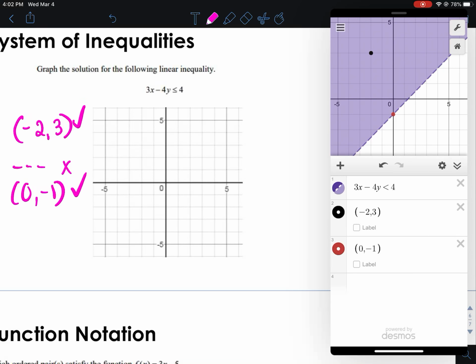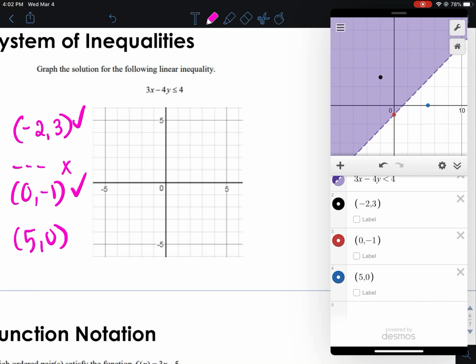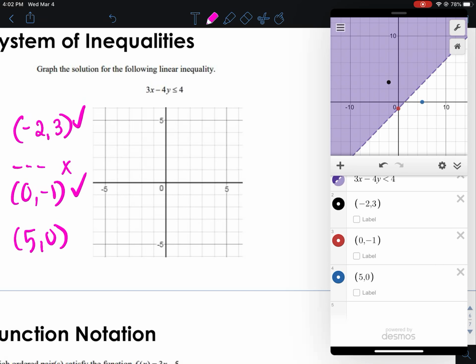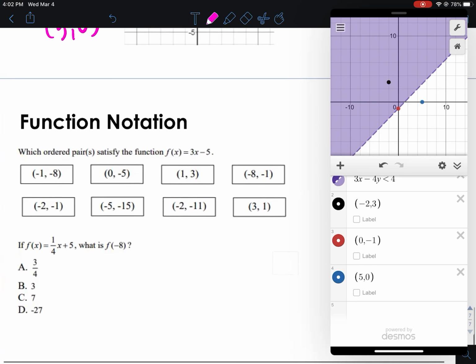Or if it was, of course, maybe like not even in the region, like 5, 0, you can see where that would be on the graph. But again, use it as a tool because it's a nice visual to what you're trying to figure out. So instead of having to plug in and hand solve for each one of these, you could just graph and kind of see which points are satisfied for that inequality.